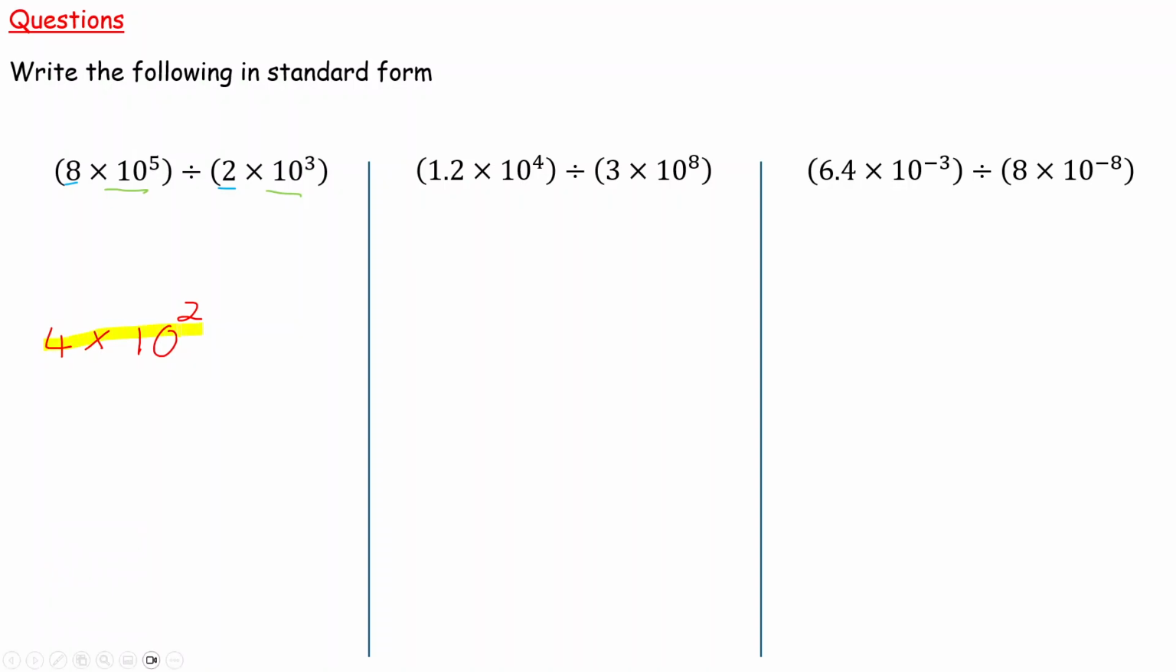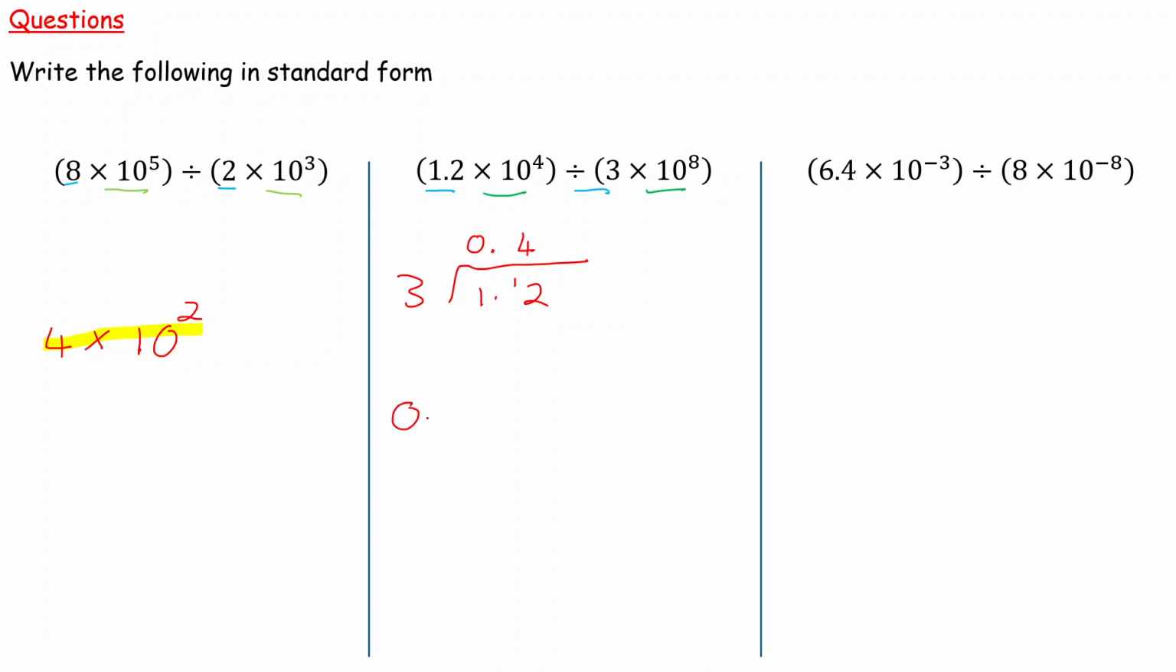Good, there we go. The second one, again, your number parts are 1.2, and we are dividing by 3, so we're going to get a decimal, which is fine. We can deal with that. And then we've got 10 to the 4 dividing by 10 to the 8. Let's go through this one. So 1.2 divided by 3, again, if you can't think of how to do this, use a bus stop. How many 3s go into 1.2? 3s into 1 you can't do, so carry that 1, bring up your decimal point. 3s into 12 go exactly 4 times, so 0.4.